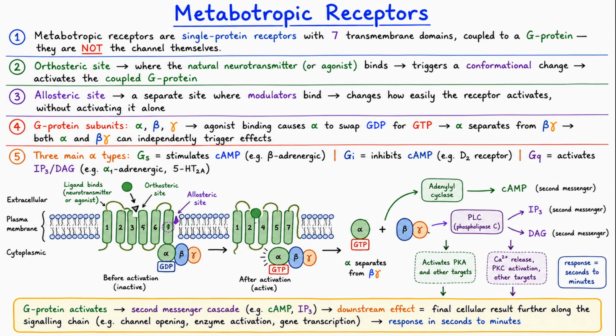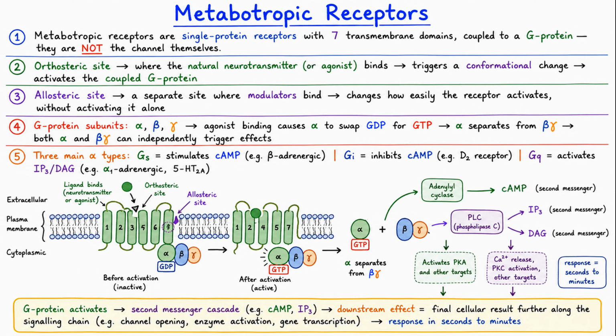Once that happens, the alpha subunit physically separates from the beta-gamma pair, and now you've got 2 independent pieces, alpha on its own and beta-gamma together, and both of them can go off and trigger their own downstream effects. Here's the important part. There are 3 main types of alpha subunit, and each one does something different. Gs stimulates the production of cyclic AMP. The beta-adrenergic receptor works through Gs. Gi does the opposite. It inhibits cyclic AMP production.